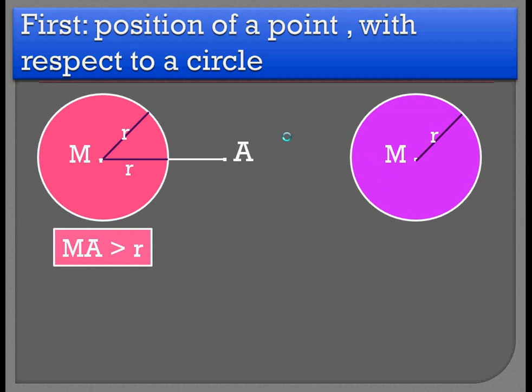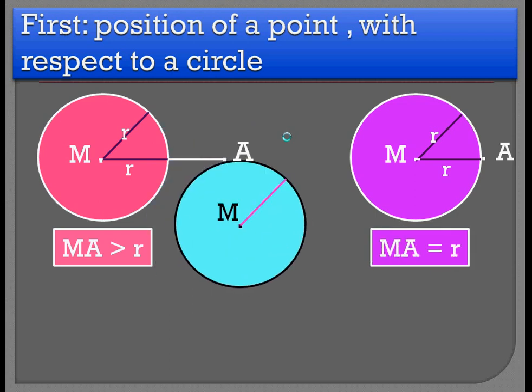In the second figure, we have the circle M, also with radius R. If you plot the point A, but this time on the circle, and draw a line segment from M to A, this line segment is exactly like the radius of the circle. So the distance from M to A is equal to the distance from M to any point on the circle. That means MA is equal to the radius of the circle.